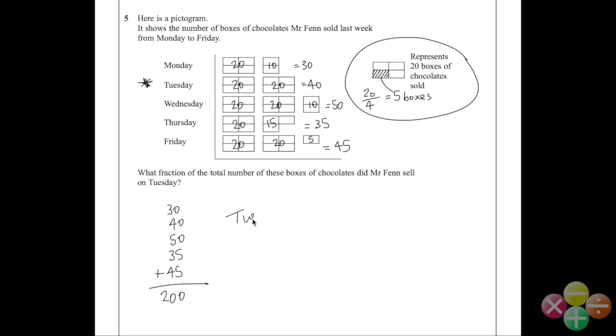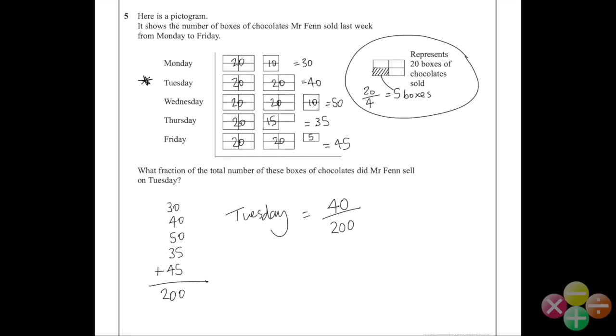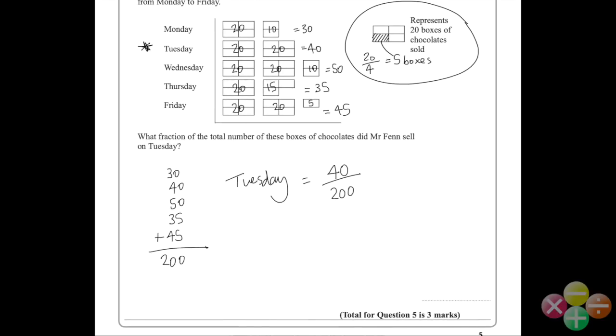Now on Tuesday, Mr. Fenn, he sold 40 boxes. And as a fraction of the total week, it's 40 out of a possible 200 boxes that were sold. Now there's no need in this question to simplify that. So I can simply put my answer as 40 over 200.